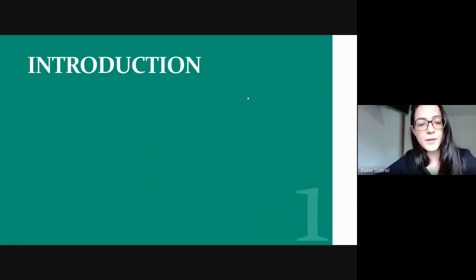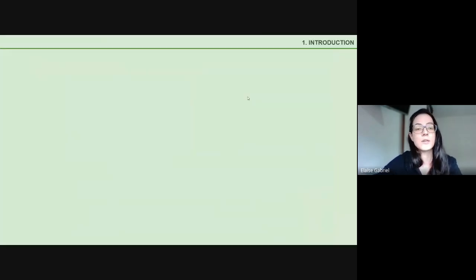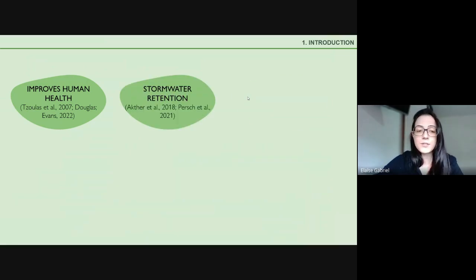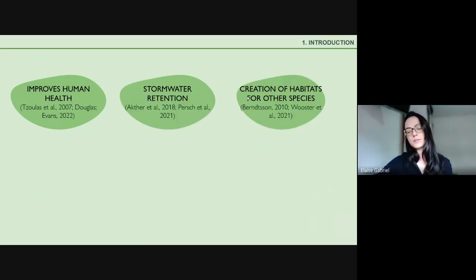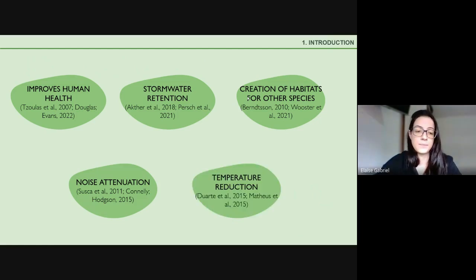So the first topic is the introduction, and we know that the strategic use of green infrastructure, including trees, green roofs, and green walls, can help to control the microclimate of the building without needing to increase the energy-consuming strategies, and still offer many additional benefits, such as improving human health, stormwater retention, creation of habitats for other species, the noise attenuation, and the temperature reduction.